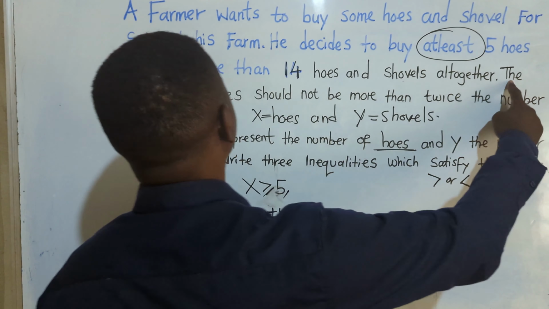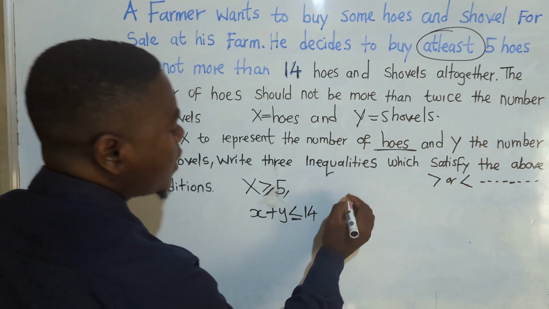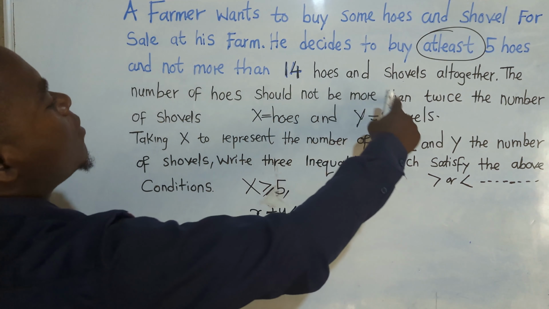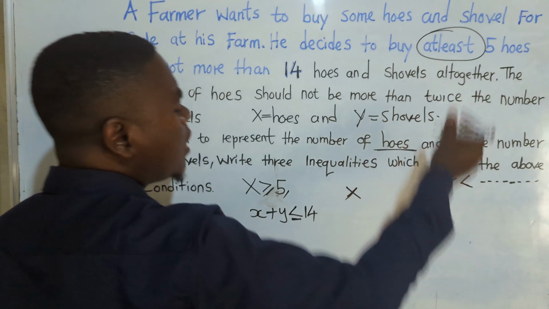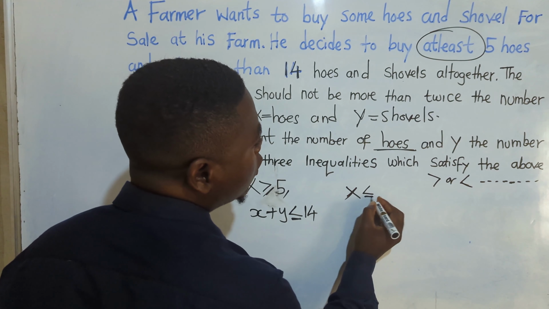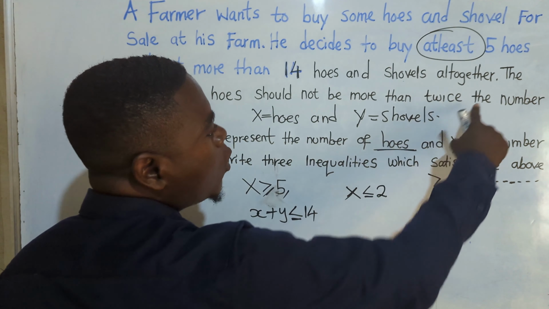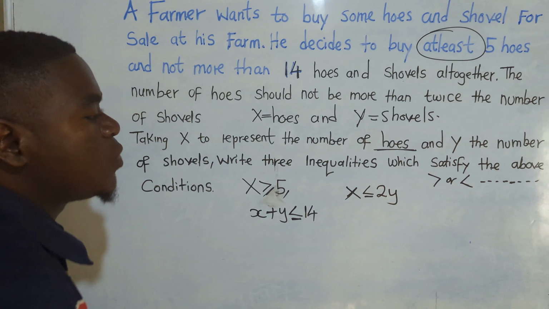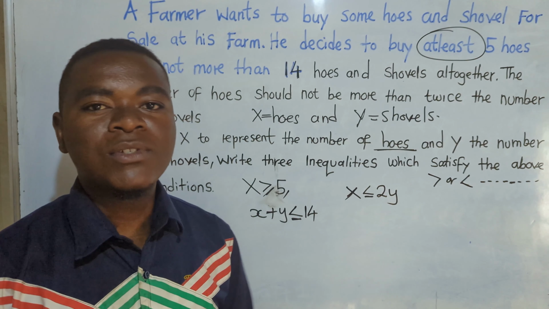Then this is saying that the number of hoes, the number of what? Hoes. So the number of hoes is X. So the number of hoes X should not be more than. It means that they should be less than or equal to. Twice, the word twice means 2. Twice is 2, the number of shovels. The number of shovels, which is what? Which is Y. So these are the 3 inequalities that we are supposed to come up with.